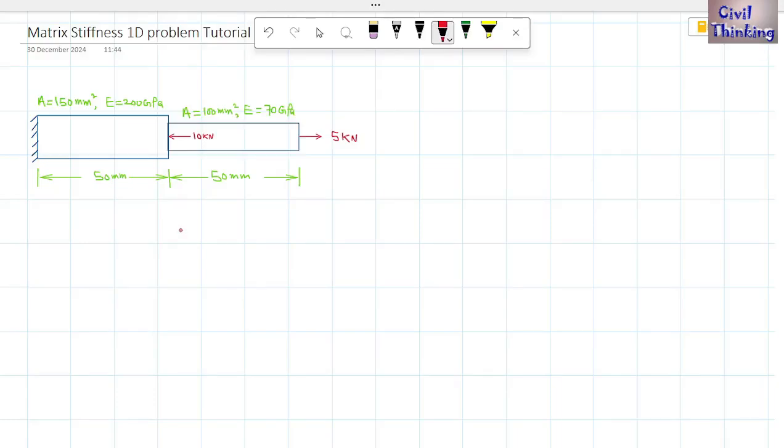Welcome to Finite Element lecture series by Civil Thinking, and in this class we are going to solve a 1D problem. In this class we are going to see a bar or a rod with axial forces, because as you can see, these are the axial forces and we have this rod.